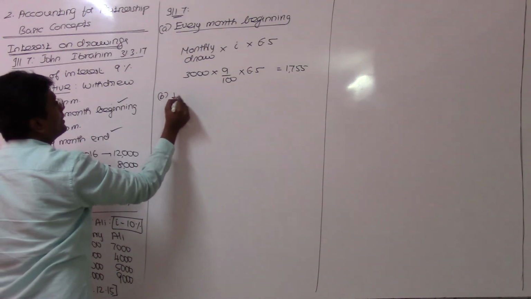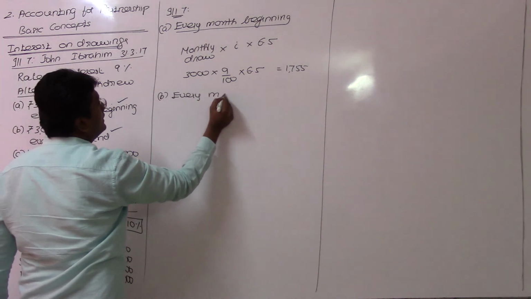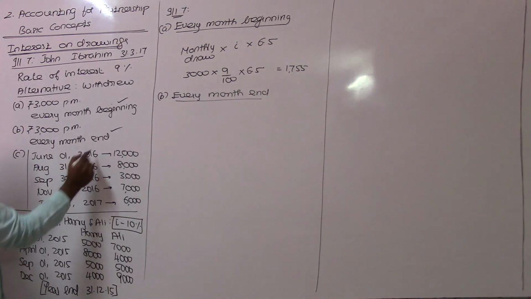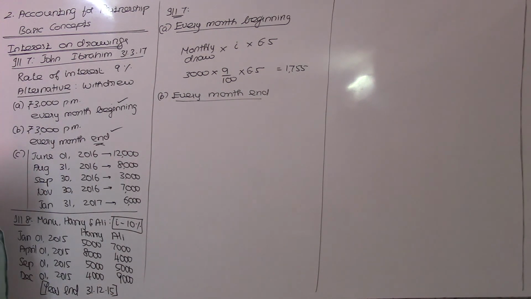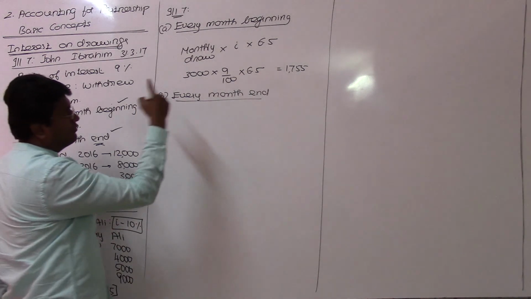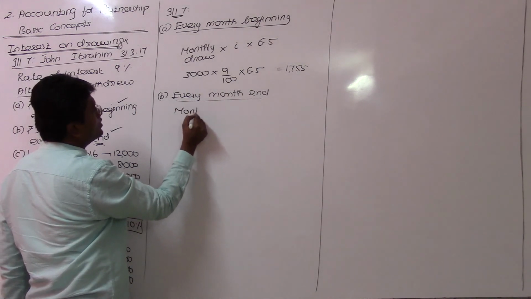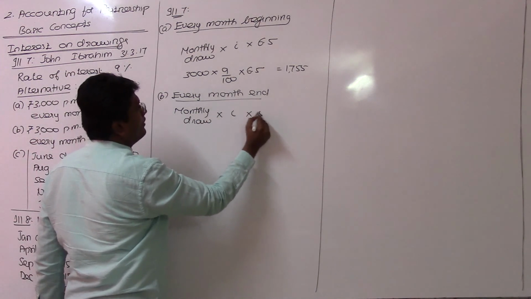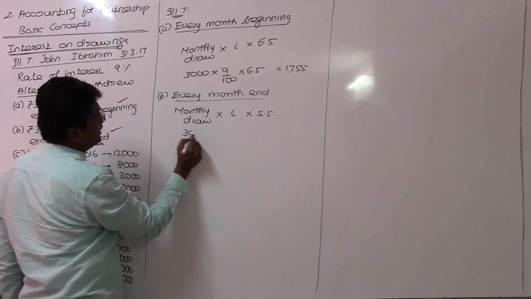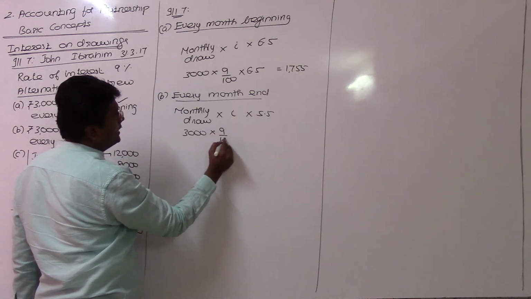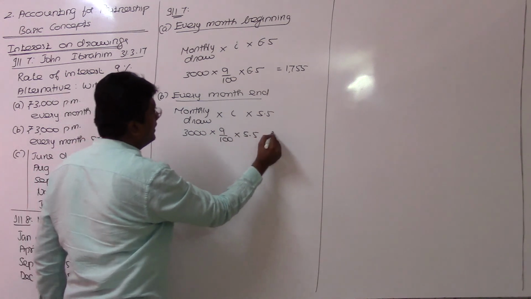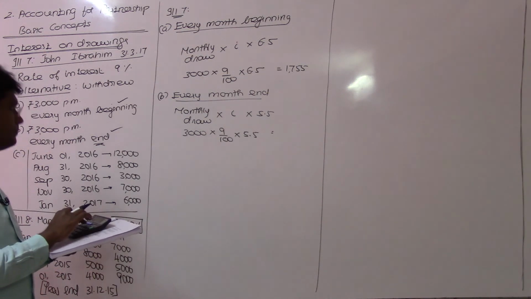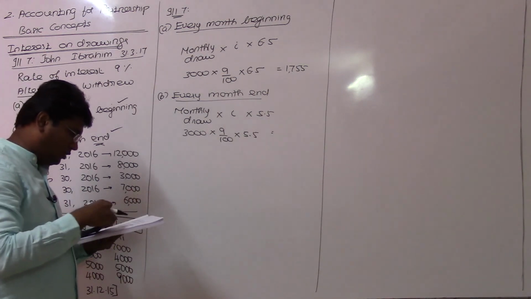Next question, this is situation A. Situation B, every month end. In the case of drawing happens every month end, second scenario, situation B, 6.5 is converted into 5.5 here, that's all, rest will be the same. So, monthly drawing multiplied with the rate of interest into 5.5. So, monthly drawings being 3,000 and rate of interest being 9% into 5.5 will be the final answer. So, 3,000 into 5.5 into 9%, the answer is 1,485.